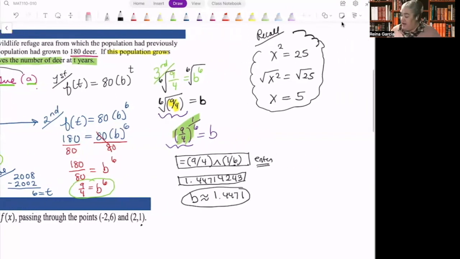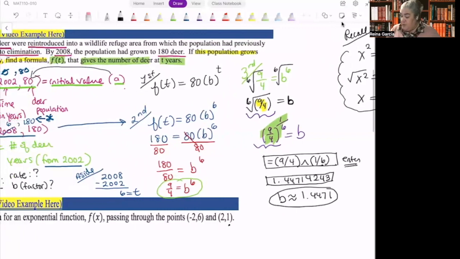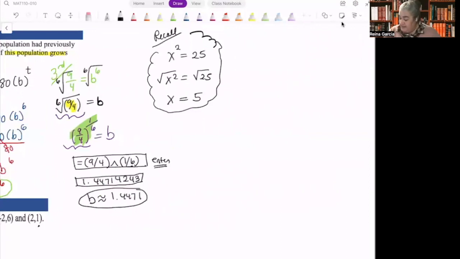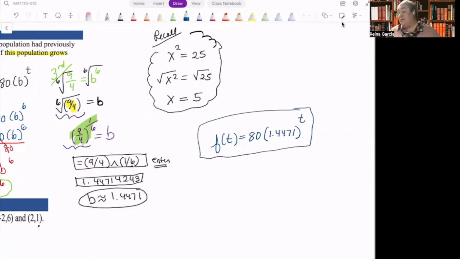So now we can finally complete our problem, which was to find the formula and write our answer as f of t equals a, which was 80, times b, 1.4471 to the power of t. And this would be the answer that you would put into Lumen as your answer for this question. All right, and this is our answer.